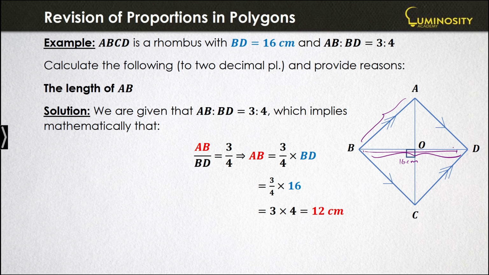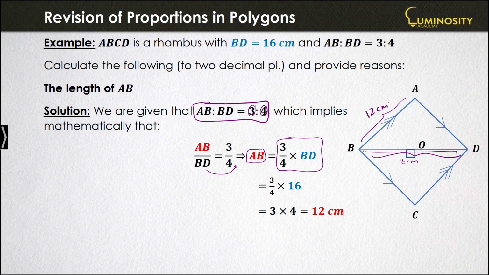The length of AB. Because we're given this ratio here, AB to BD is 3/4, we can manipulate that algebraically into the following equality. So AB divided by BD is the same as 3 divided by 4. We're looking for the length AB, so I'm going to cross multiply both sides by BD to get this equation. But we were given the length of BD. It was 16 centimeters, right? So 3/4 of 16, when you multiply that out, gives you 12 centimeters. So this length here is 12 centimeters.